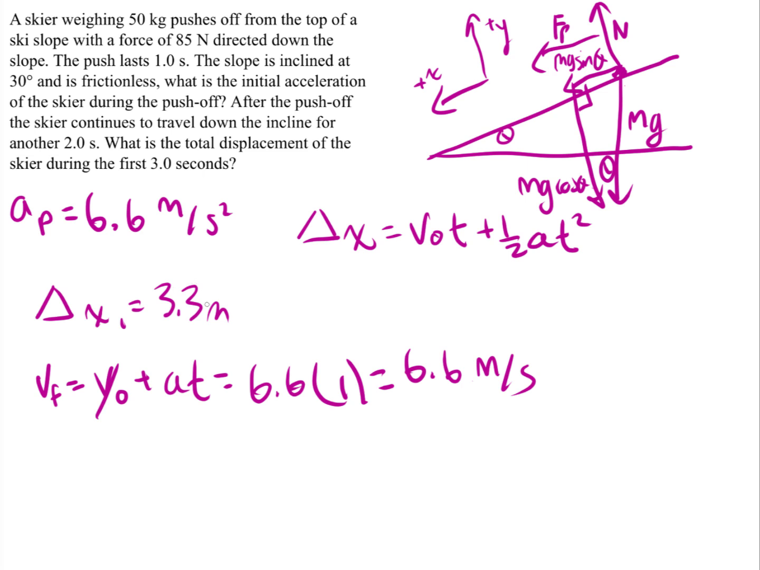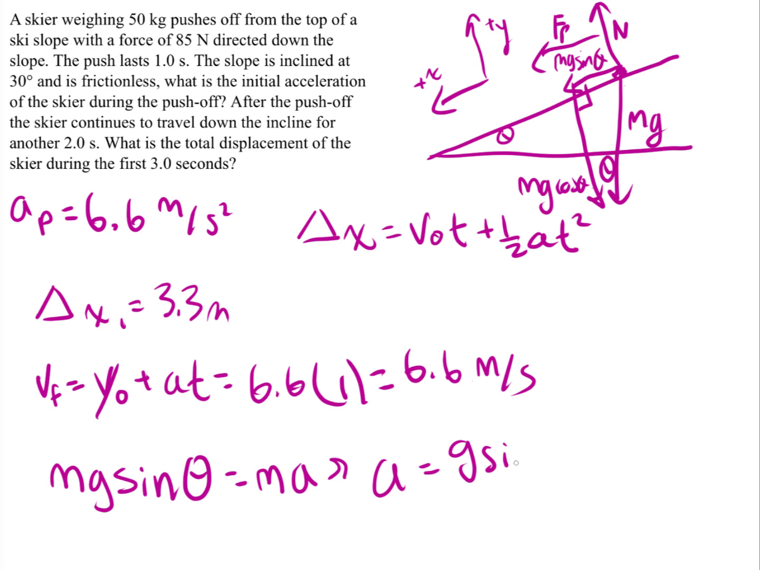Now for the next 2 seconds, he is not pushing against the incline. So the net force will simply be mg sine theta, since that's the only force acting on him in the x direction while he's skiing down. So that must equal his mass times his new acceleration, which I'm just going to call a for now. I'm not going to write any subscript since I already wrote a subscript for the initial acceleration. So again, we solve for a. a is equal to g sine theta, since the masses cancel each other out.